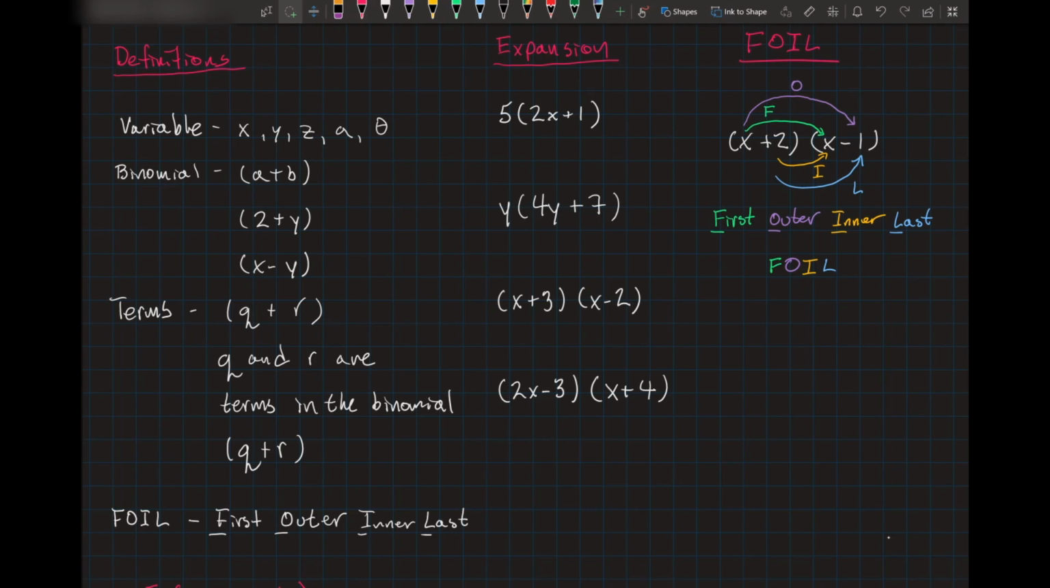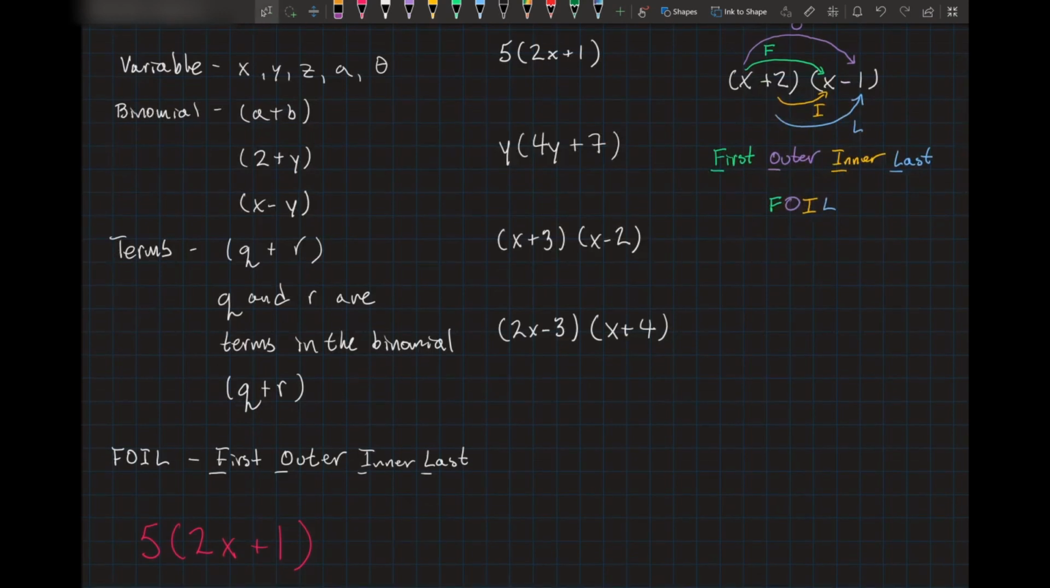We are also going to be talking about binomials, so that's anything like a plus b inside brackets, or in the US we would call them parentheses, so you may hear me say that by accident. So a plus b inside brackets, 2 plus y, x minus y. If you hear me say the word terms, what I'm talking about are the things inside the brackets. So in this case, our binomial is q plus r, but the terms are q and r.